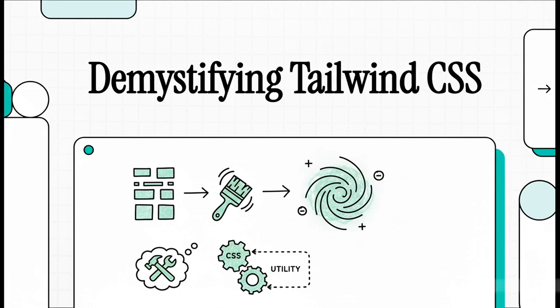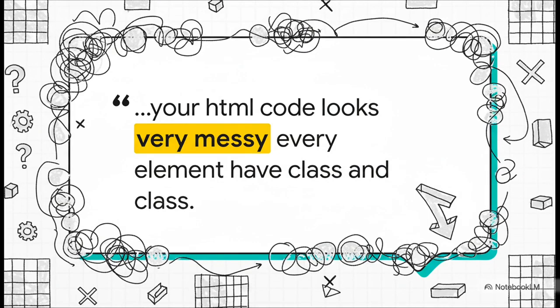What it is, why it ruffles so many feathers, and how it can totally change the way you write your code. And this quote right here from a developer on Reddit, it just hits the nail on the head, doesn't it? This is the gut reaction so many people have. You look at a file styled with Tailwind for the first time, and it's just this long, chaotic-looking string of classes in the HTML. It goes against everything we were taught about separating our code. So what's the deal? Is it just messy, or is there a method to the madness?